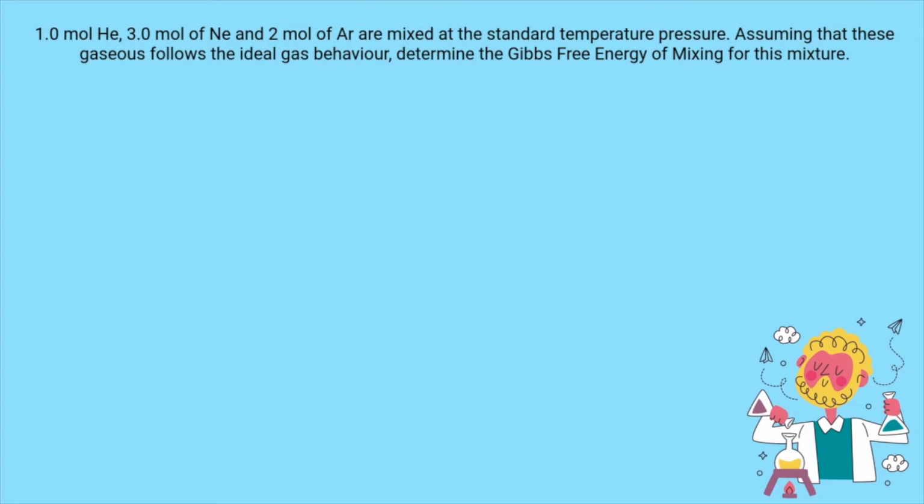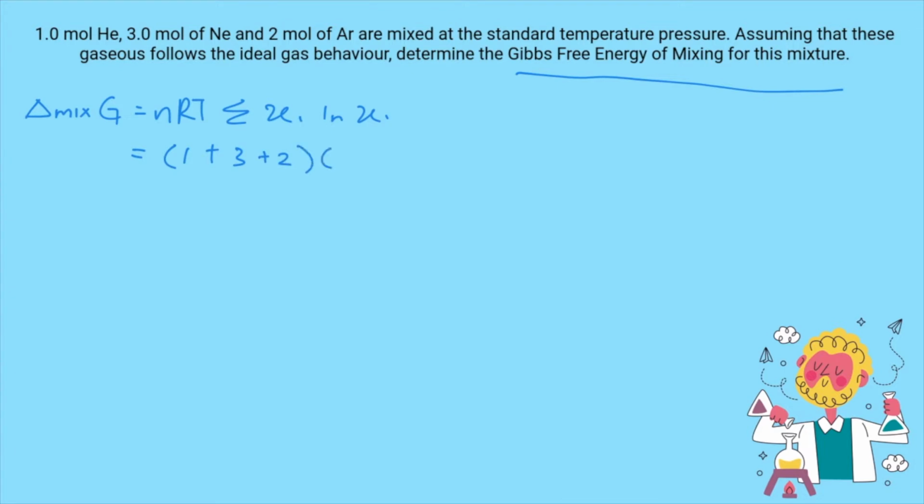Before you can start answering this question, you need to know what is the Gibbs free energy of mixing. Gibbs free energy of mixing is actually the delta mix G. So the delta mix G, just as the first question, is equivalent to nRT summation of mole fraction ln mole fraction. In this question, instead of 2 gases, we have 3 different gases. So the number of moles for each gas is 1 plus 3 plus another 2. That's your n. And your R is the constant value 8.314 joule over mole times Kelvin.